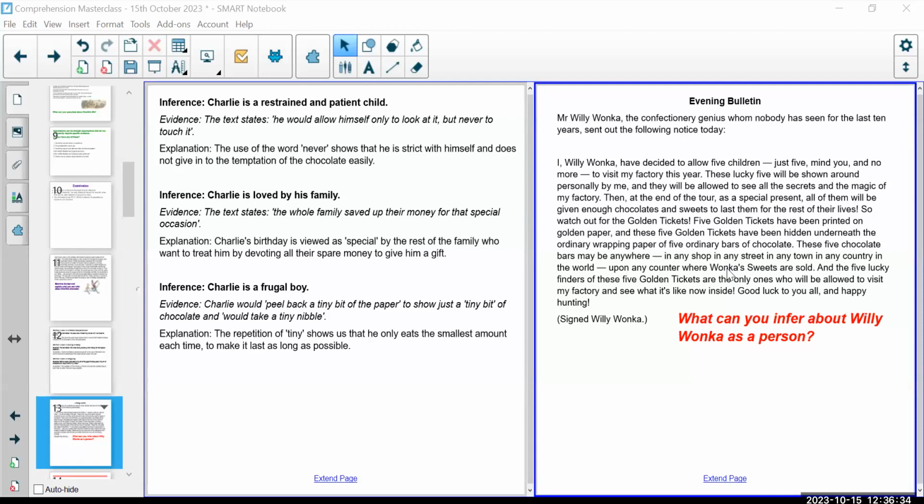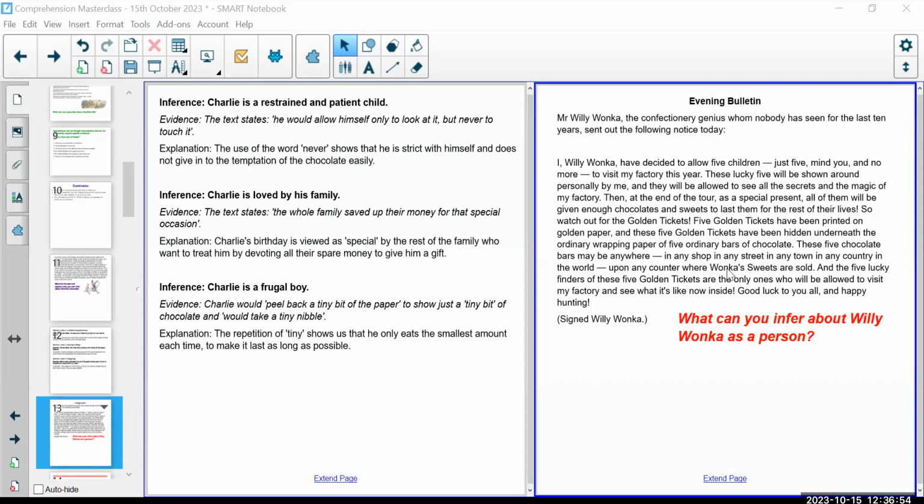Okay, he is suspicious and mysterious. The text states, whom nobody had seen for the last 10 years. The use of nobody and the phrase last 10 years shows that he hasn't been seen and now he's just reappeared, giving five lucky children a prize. Yeah, that's a great answer.